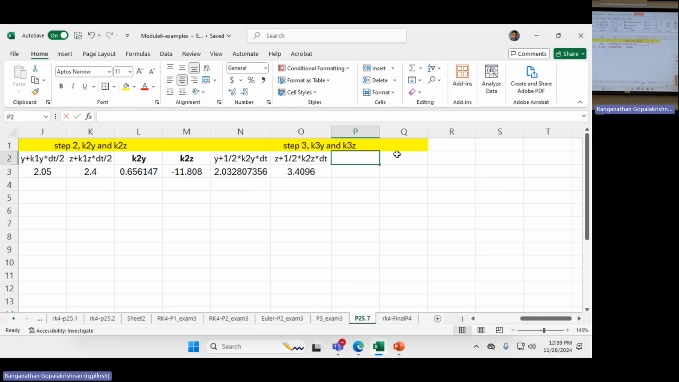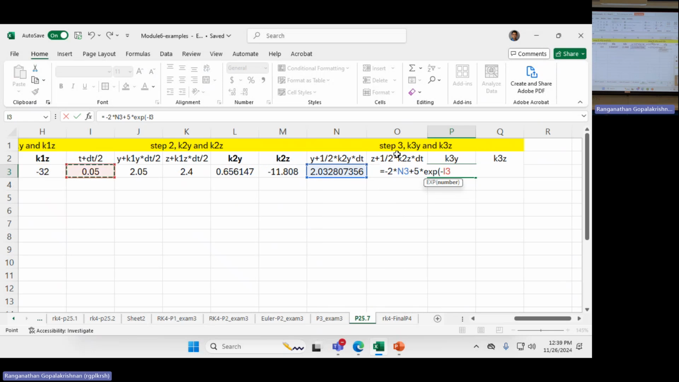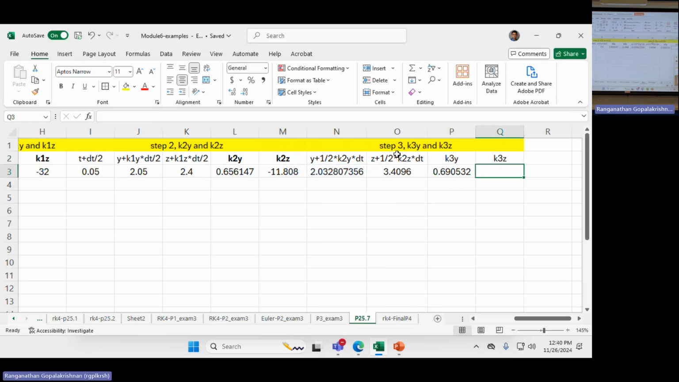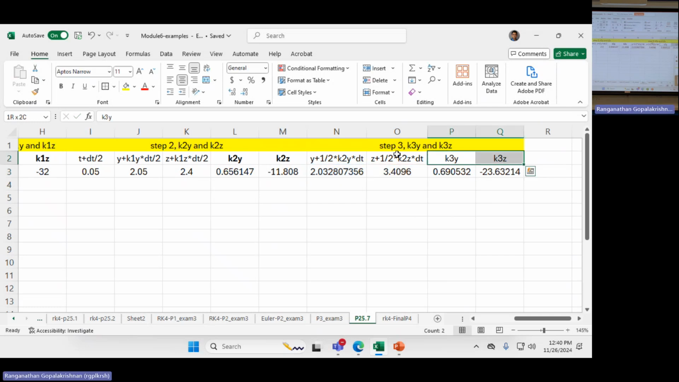And then I want k3y and k3z, which is the function minus 2y plus pi exponent of minus t, which I'm sharing with this. And then this is minus y times z squared. So that's my k3y and k3z.